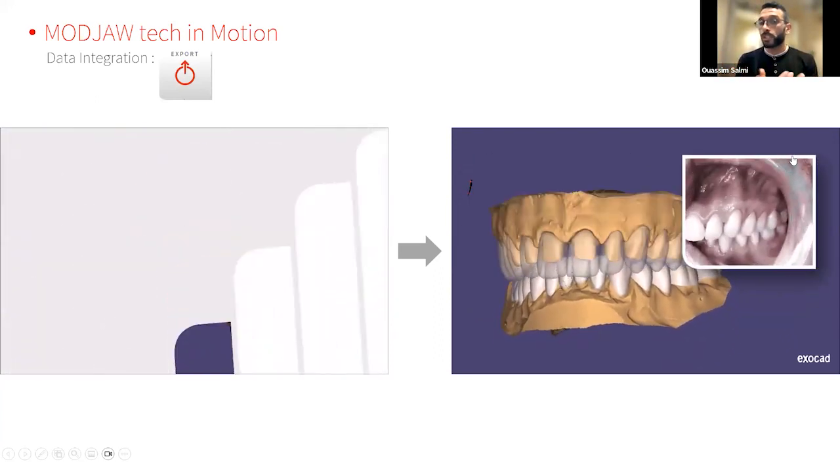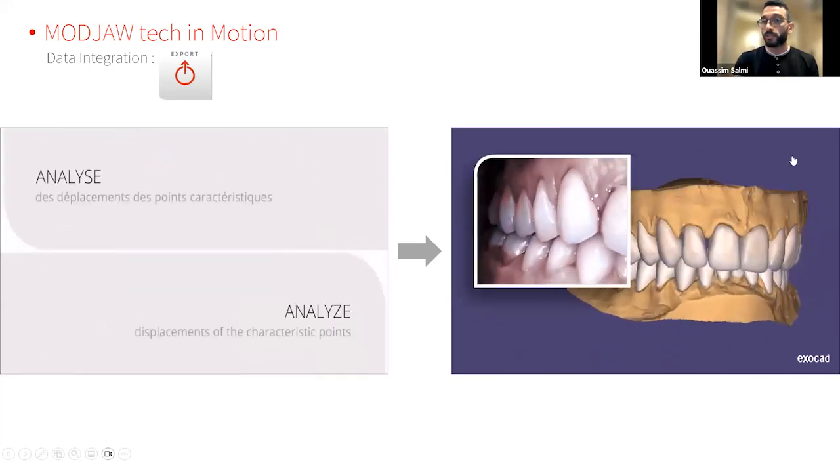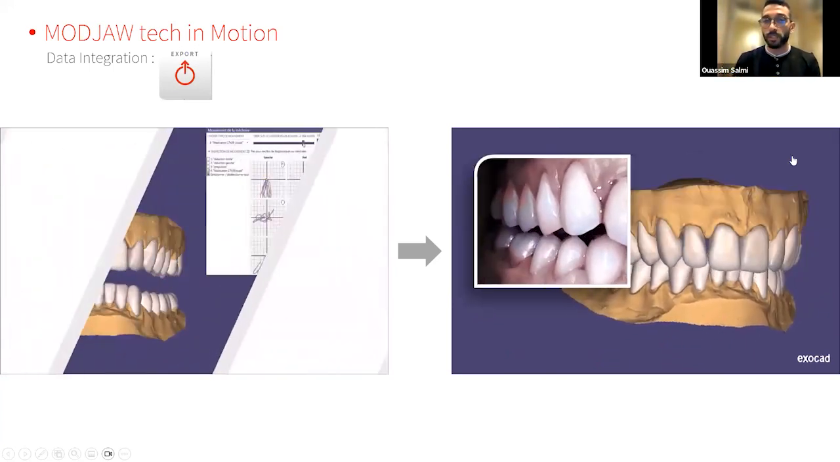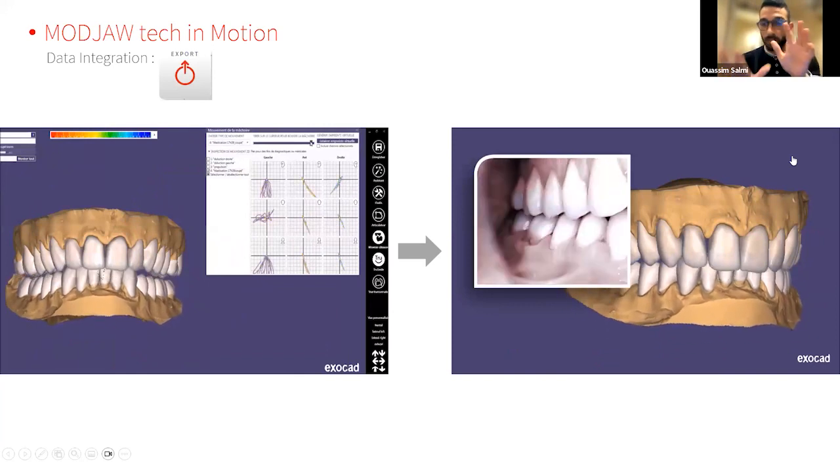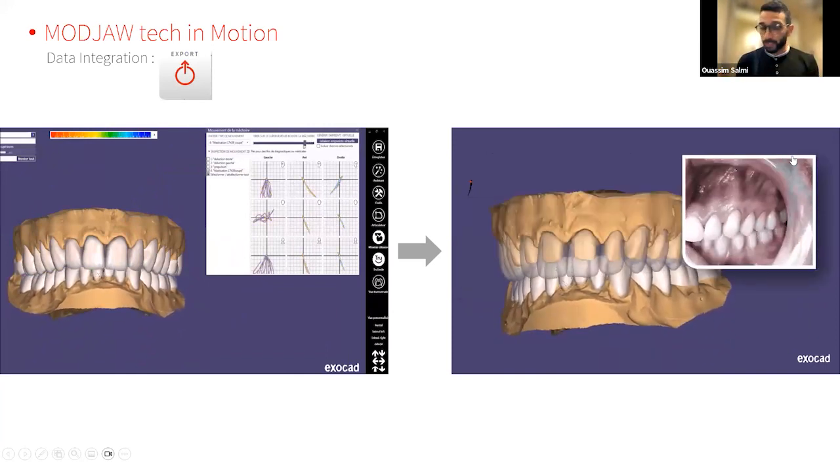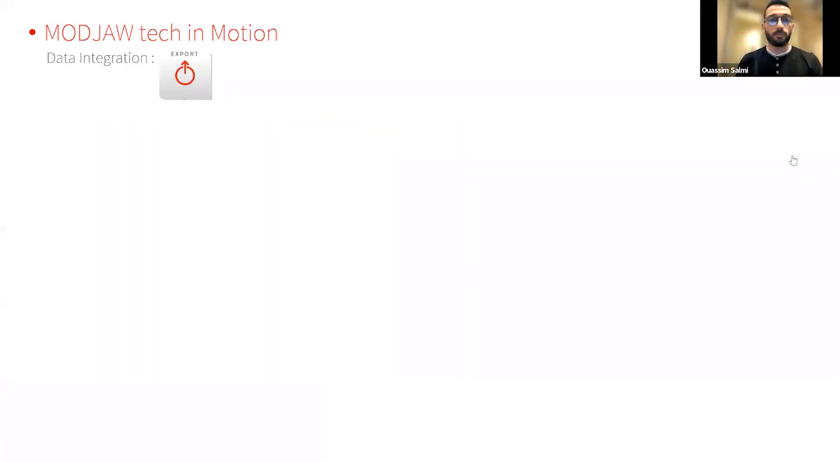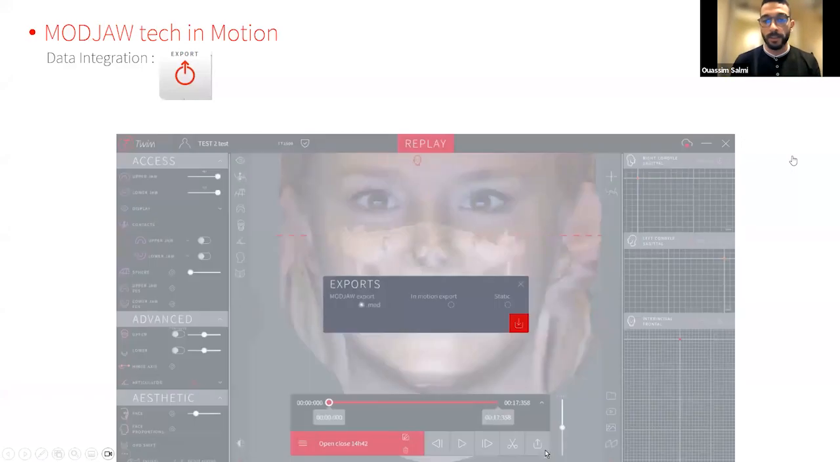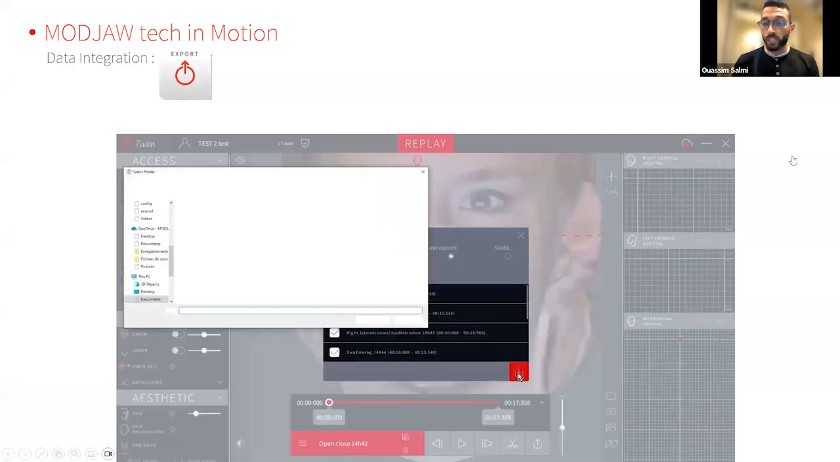You don't do any more adjustments. What you have in virtual will be exactly what you have in real. No more surprises. You put it inside the mouth of the patient, and it will function exactly like you had it before. This is just a second example of how it works inside the 3Shape CAD software.